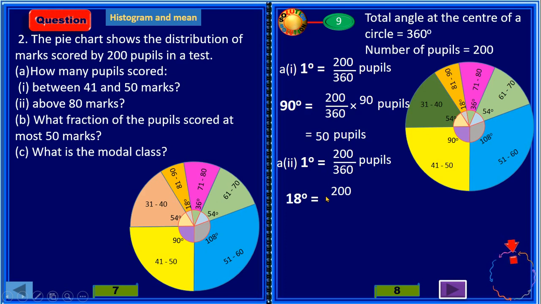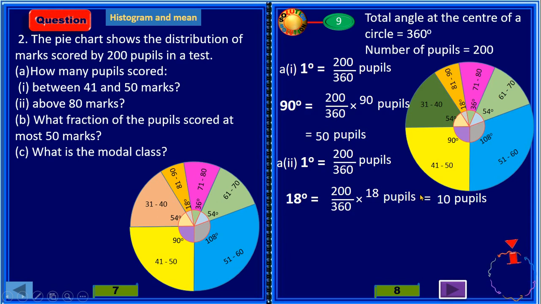So therefore the angle for those who scored above 80 here is 18. So for 18 degrees, the number of people that scored above 80 marks will give us 200 over 360 multiplied by the angle of this sector, which is 18. So now that will give us the number of people that scored above 80. Simplifying that with calculator, we are going to have the number of people that scored above 80 marks will be 10. Then the next question, B, what fraction of the people scored at most 50 marks?